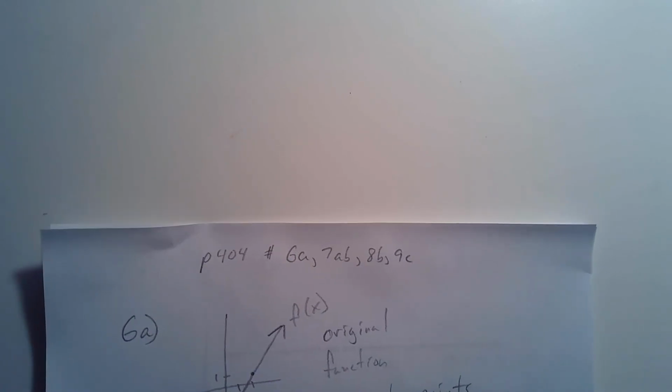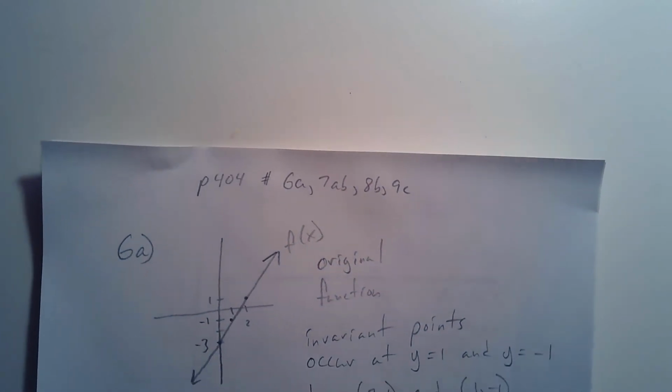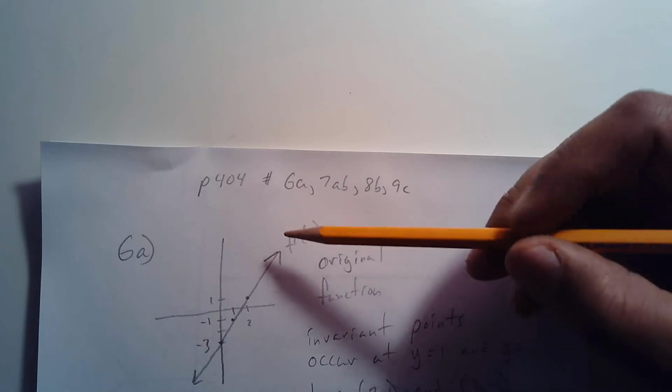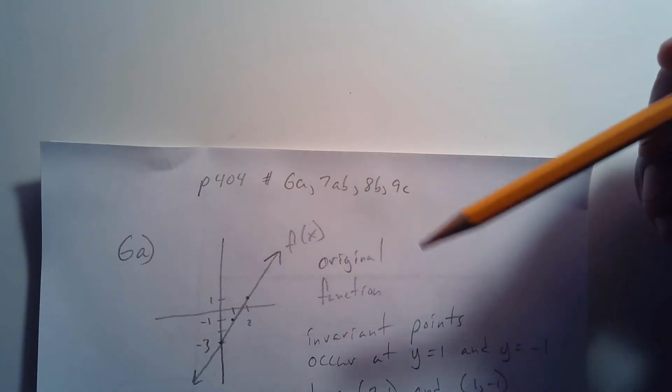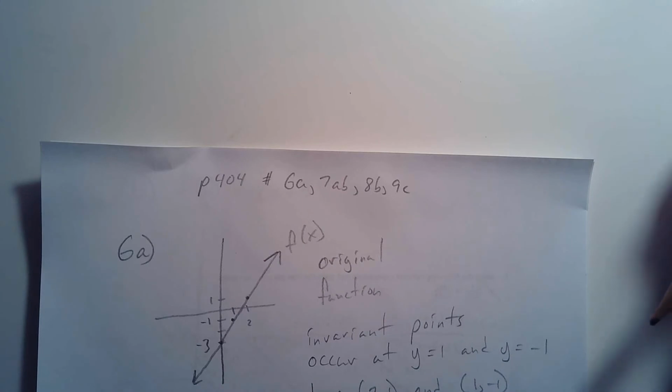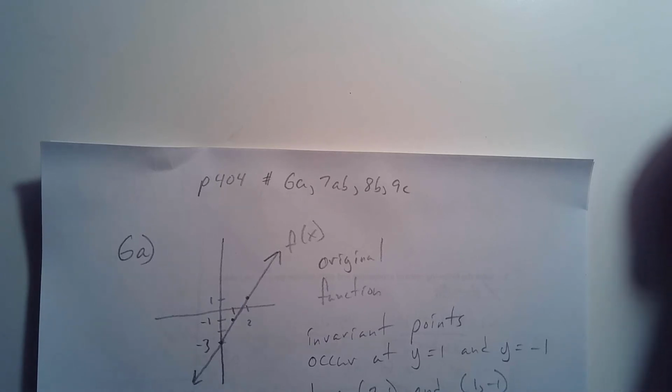Okay, so let's go over a few of these questions here. So here's 6A. Here's the question. They give you this line, so that's your original function. And what we want to do here is graph the reciprocal function.